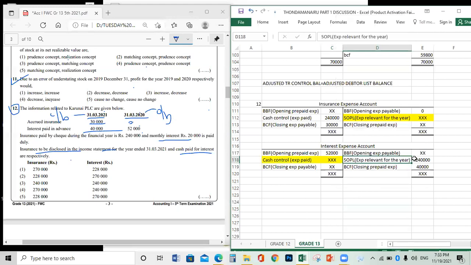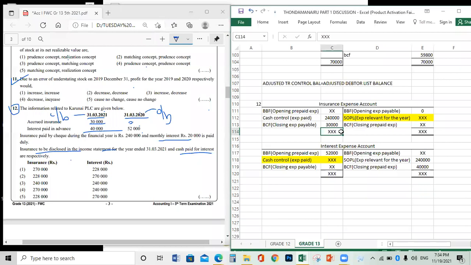Now see, why did I record this 240,000 in the credit side of interest expenses? Because that is the expense relevant for the current year. Expense is debited in the income statement, SOPL. So that means in the ledger account, it should be credited. They are debit, here credit. Clear?